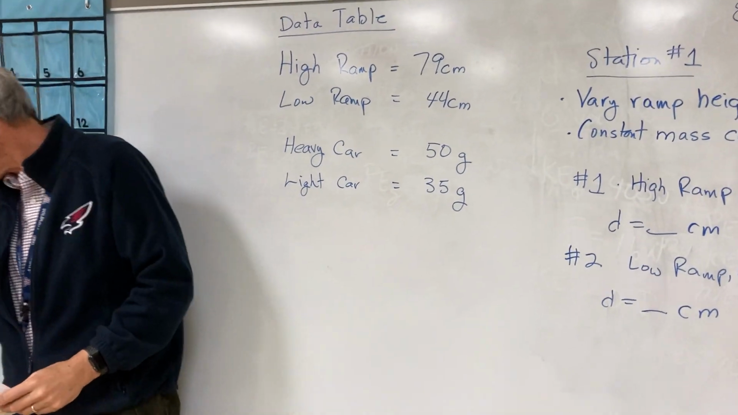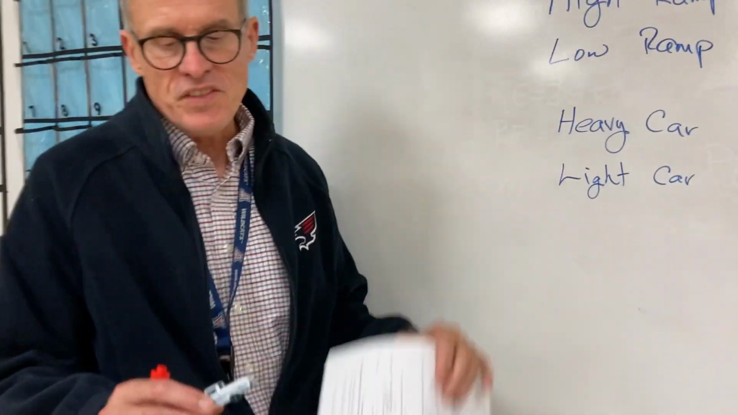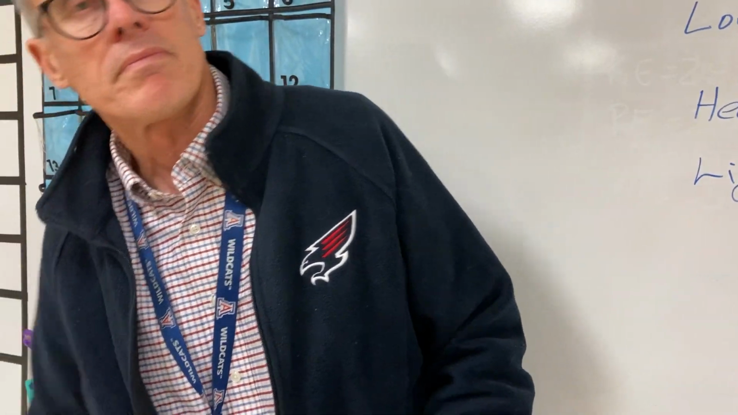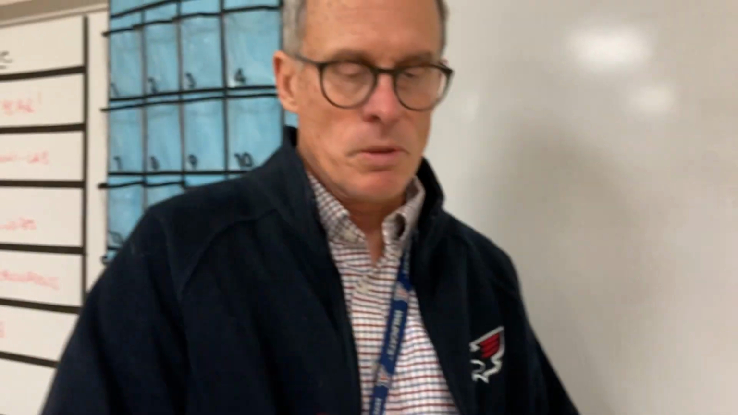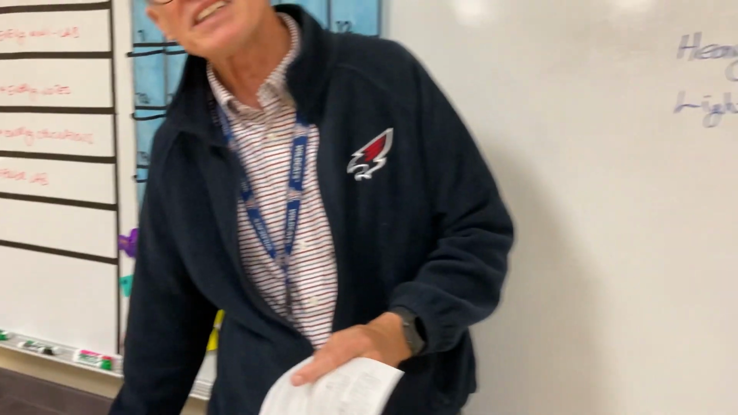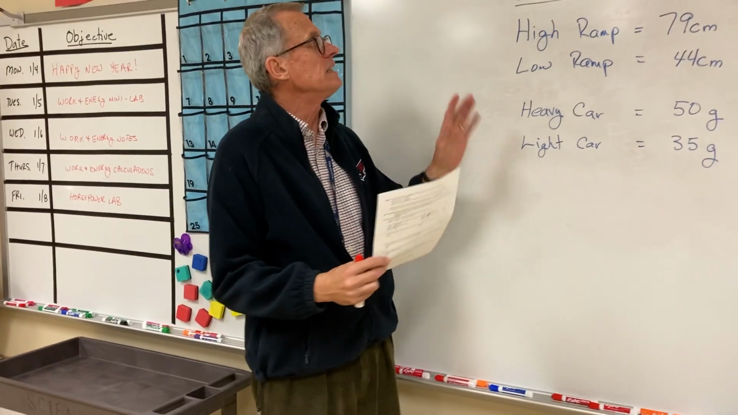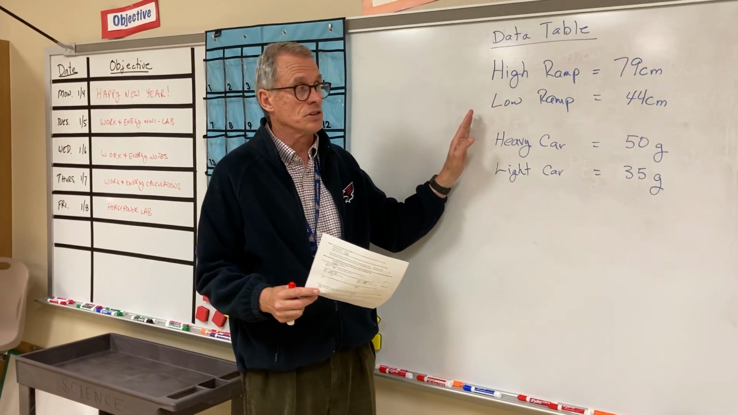The heavy car is 50 grams. It has some pennies on top of it. And the light car is 35 grams. They're both Hot Wheels cars. That's all the data that you really need to do the calculations.